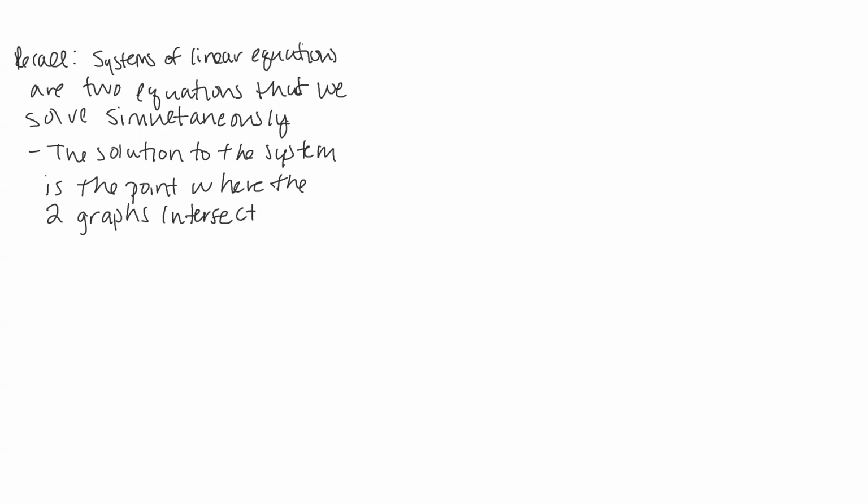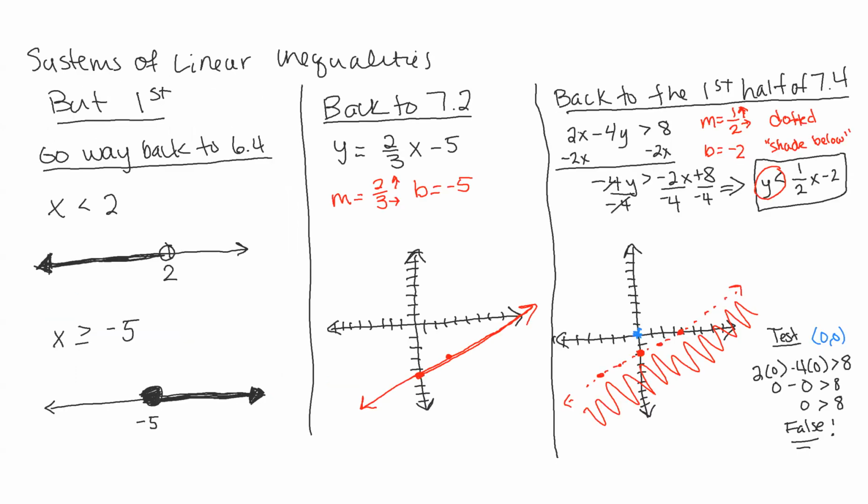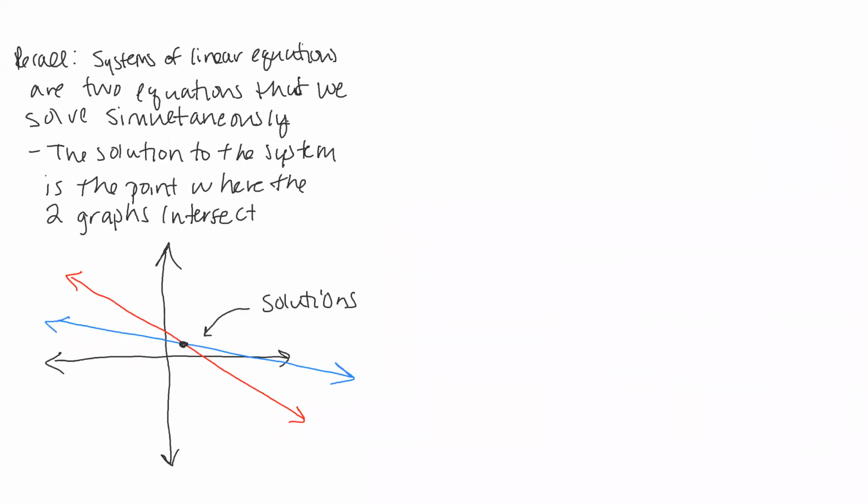So we're just going to sketch something here. So let's say we have one line that does this. Let's say we have another line that does that. What we're looking for is this point right here. This is the solution. So we have to take this idea along with this situation from the first half of 7.4 where we're solving a linear inequality in 2 variables where we have to graph it and shade a half plane. We need to take those 2 ideas and combine them to get systems of linear inequalities.